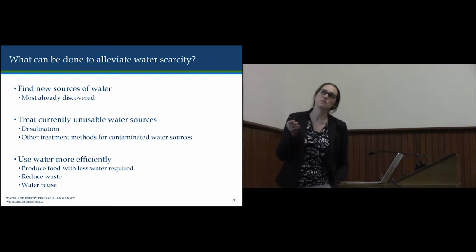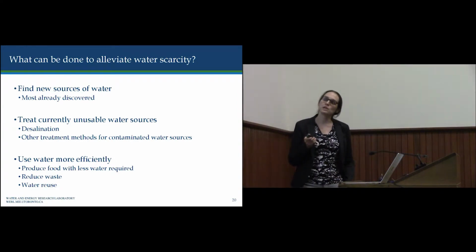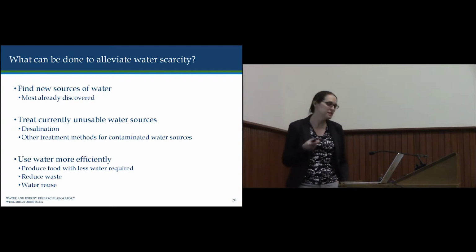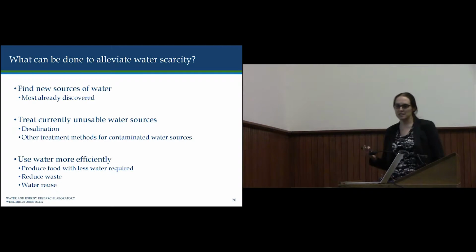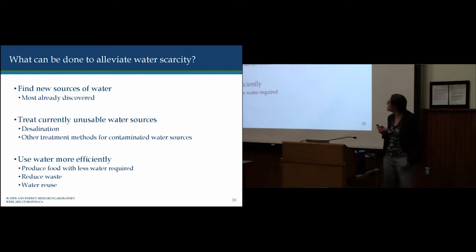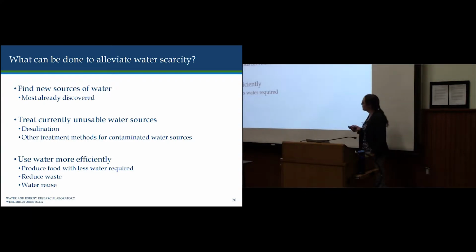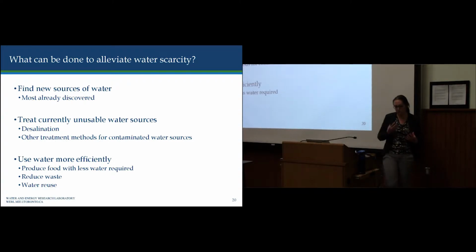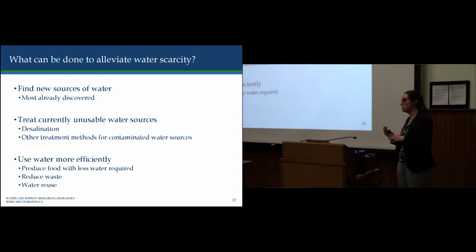You might be able to find new sources of water, maybe things that you didn't know existed. But it could be challenging. Most of them are already discovered. The other way is that we could think about treating currently unusable sources of water. We can't readily use seawater to drink or to irrigate land for agriculture. But if we take the salt out, we can. Or we can think about treating other water sources which are contaminated. So either we find more water, or get water we couldn't use before and make it so we can use it. Or the other option is to use the water that we are using more efficiently.